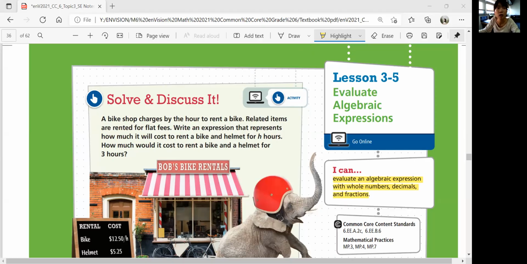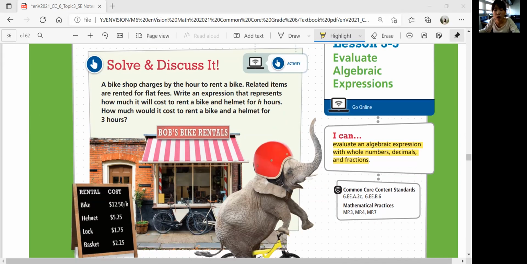A bike shop charges by the hour to rent a bike. Related items are rented for flat fees. Write an expression that represents how much it'll cost to rent a bike and helmet for 8 hours. How much would it cost to rent a bike and a helmet for 3 hours?